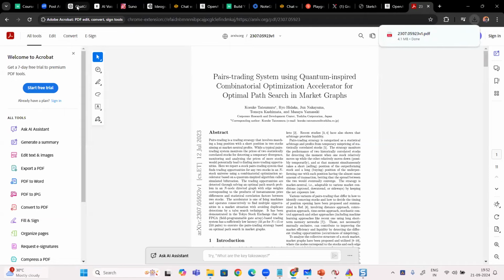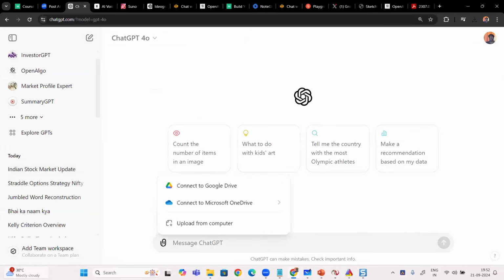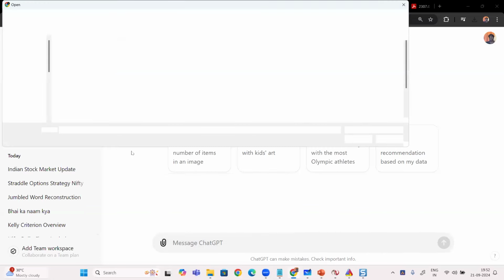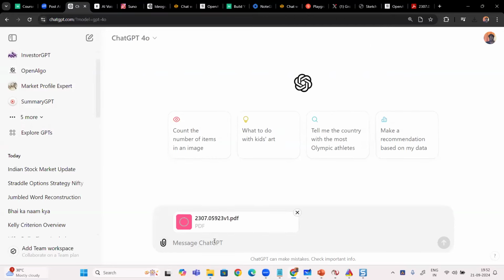Now I can go to ChatGPT again. What I can do is even attach that as a PDF and then ask it to explain in simple terms. So I'll go to the download section. Explain this strategy in simple terms. If possible, use examples related to the Indian stock markets.